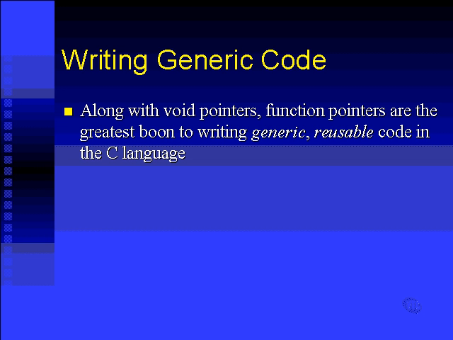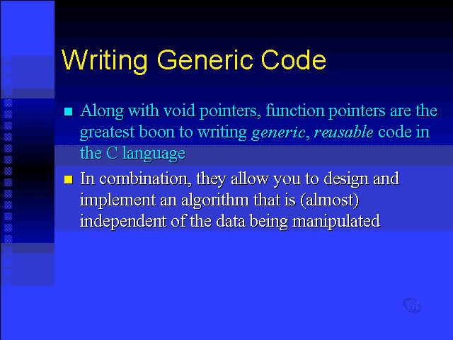than writing code that can only be used once. You can design and implement an algorithm. You can always design an algorithm that's independent of the data being manipulated, but void pointers and function pointers allow you to implement that algorithm. In other words, they allow you to write that using the language of C. Now, what do I mean by independent of the data being manipulated?